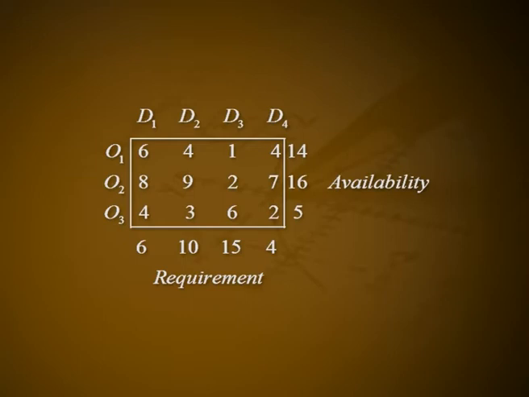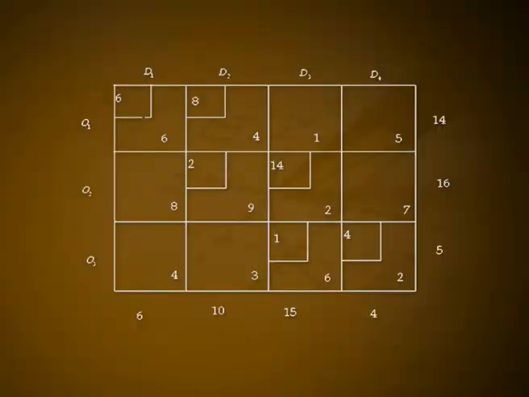The availability at the origin O1 is 14, at O2 is 16 and at O3 is 5. And the requirement for the destination D1 is 6, D2 is 10, D3 is 15 and D4 is 4. Solution: the initial basic feasible solution obtained using the northwest corner rule is displayed in the following table.